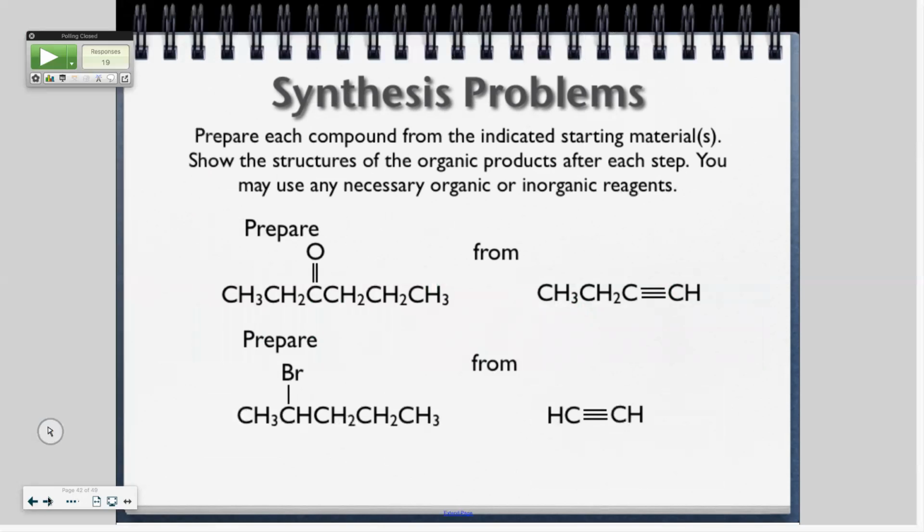Okay, we're going to make each of these compounds from the indicated starting material. Show the structures of the organic products after each step. You may use any necessary organic or inorganic reagents. So we're going to spend a little time today doing some synthesis problems because you will have synthesis problems. Okay, so don't think they're going to go away. The more you practice, the better you get. And the more you practice, you get like a handle on it. You can see where to go. Okay, but it takes practice.